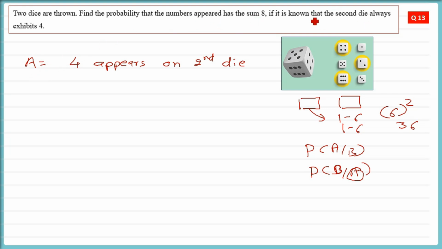A has already happened. The second die always exhibits 4, it always turns out to be 4, that is A. Now B is that the numbers appeared have sum 8.